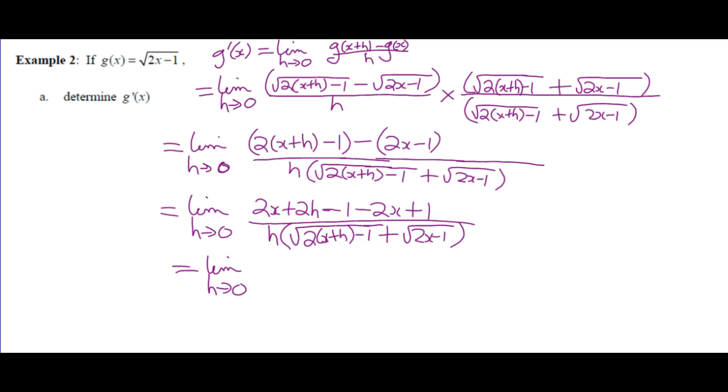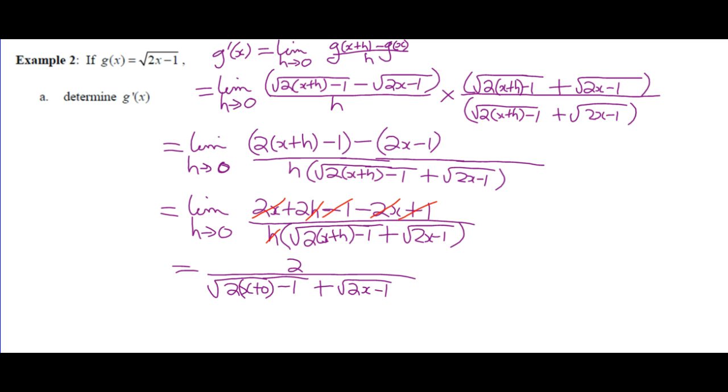Okay, so switching to red, the 2x and a minus 2x, and we got a minus 1 and a plus 1. And what else can we cross off? The h, right? Because all that's left up here is a 2h. Actually, now we can lose the limit, right? Because what have we got? We've got 2 over the square root of 2 times x plus 0 minus 1 plus the root of 2x minus 1.